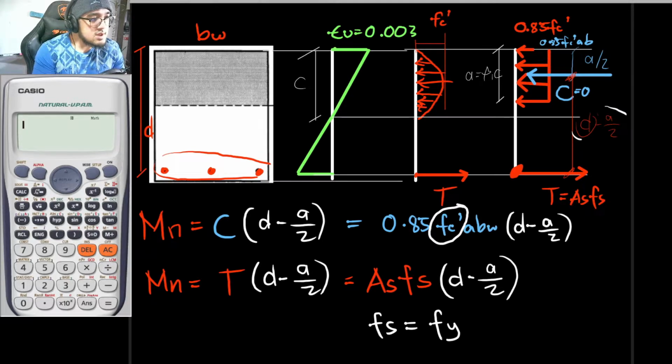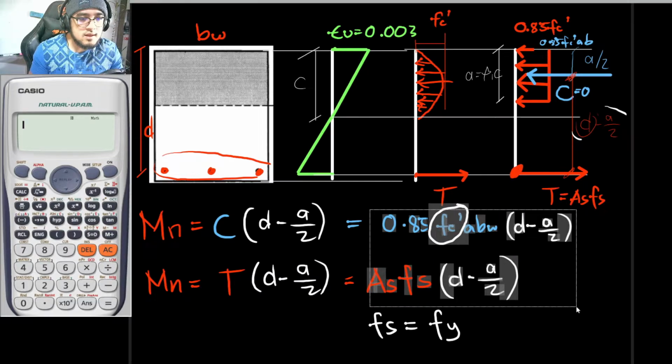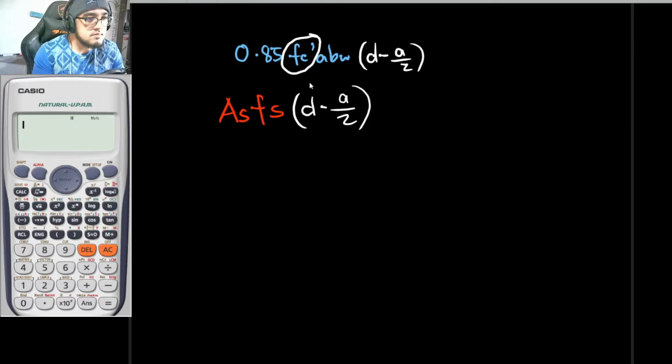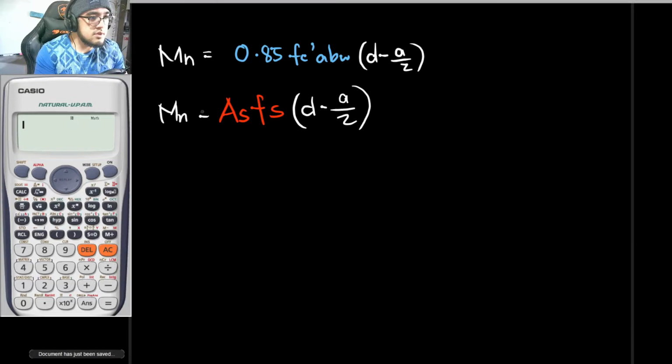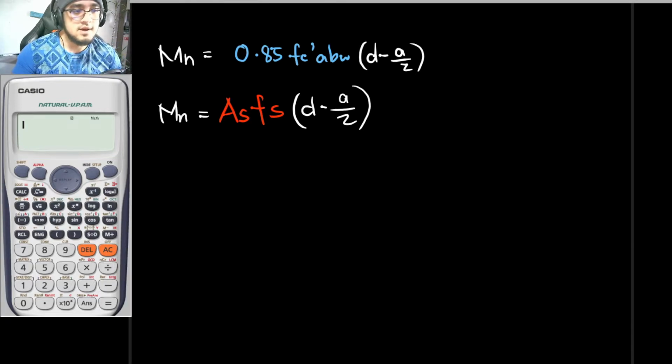So as you can see, guys, we already have this particular equation. So we have 0.85 fc' a bw and As fs times (d minus a over 2). And from this equation, guys, I will just be rewriting it on a new page so that it would be much more presentable. So this is to be Mn, or this. They should yield the same answer, guys. But we have a problem here.